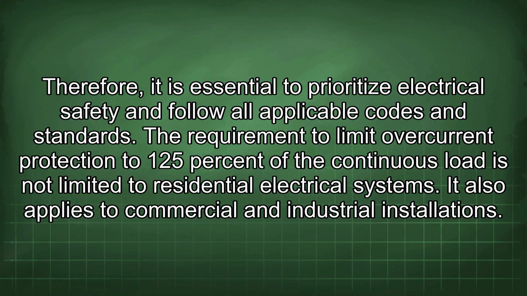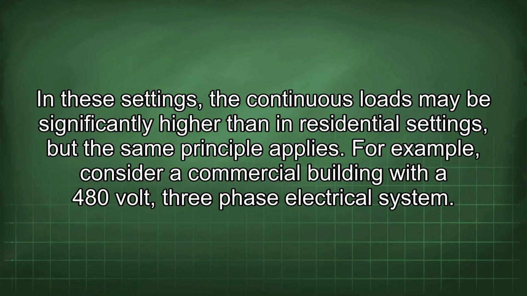The requirement to limit overcurrent protection to 125% of the continuous load is not limited to residential electrical systems. It also applies to commercial and industrial installations. In these settings, the continuous loads may be significantly higher than in residential settings, but the same principle applies.